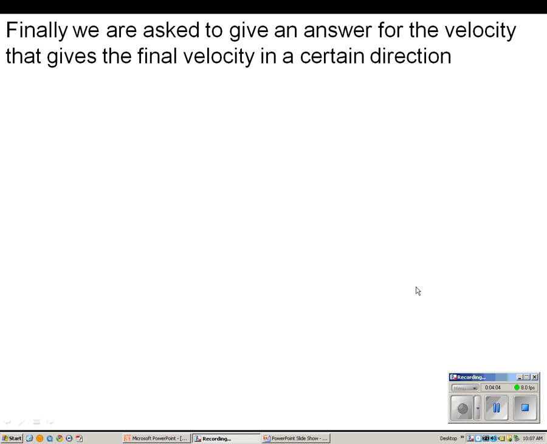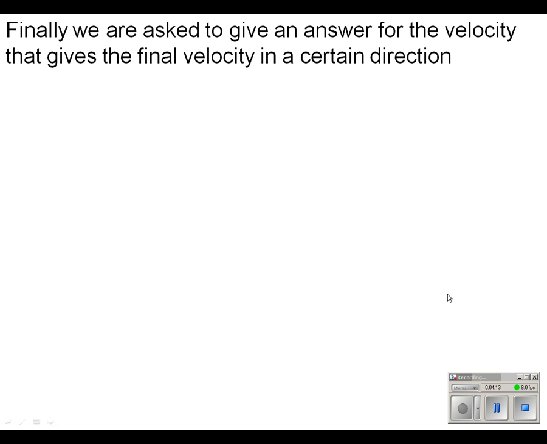Now we want to give the final velocity and find the direction. So we don't want x or y, we want a combination of the two. In other words, we want the resultant velocity.